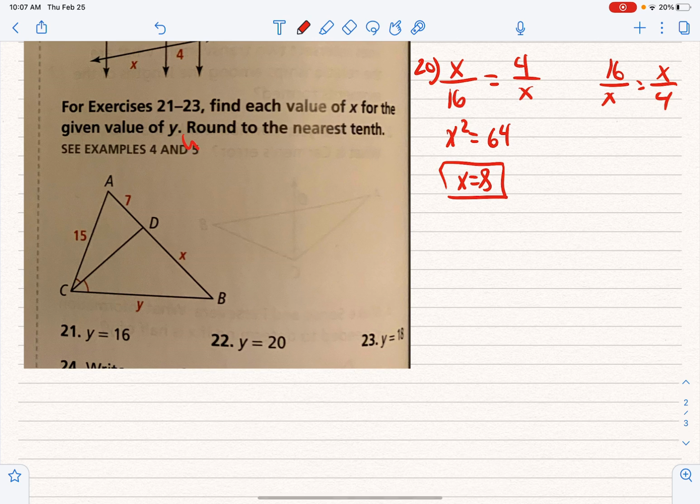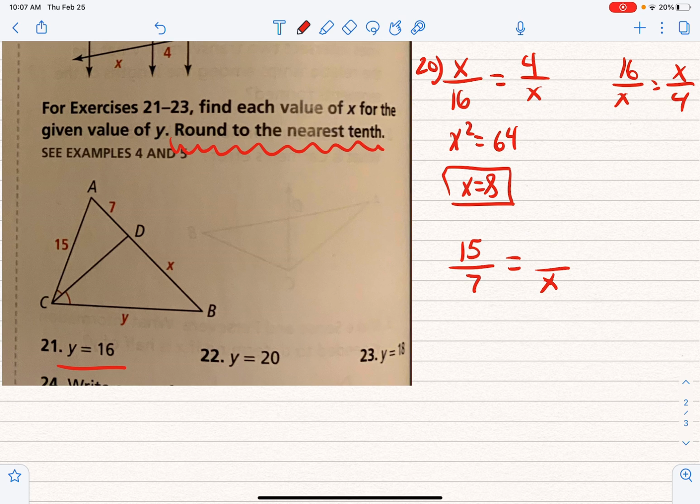In this picture, it says to go ahead and round to the nearest tenth. I'm not a huge fan of that, but that's what they're asking us to do. It says find the value of x, given this y value. So I know that 15 is to 7 in the same way that y is to x. For the first one, plug in 16 for y. Cross multiply, and you get that 15x is equal to 7 times 16.